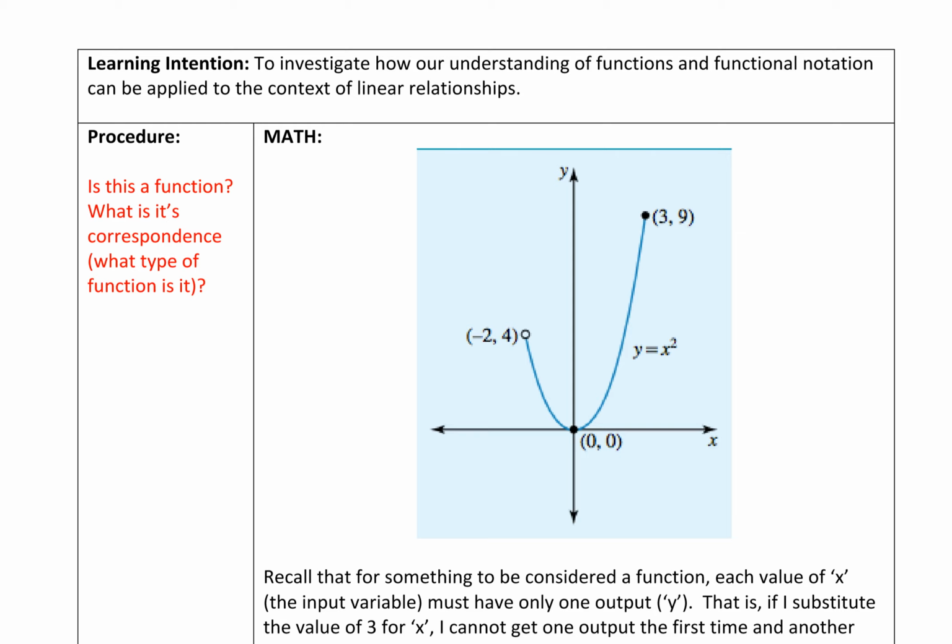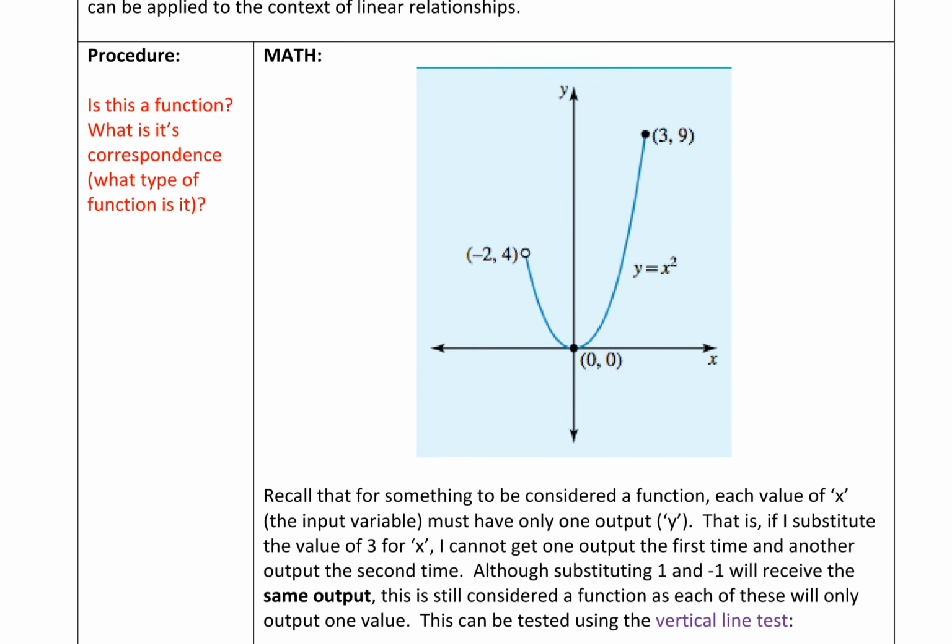In this lesson, we're going to review our understanding of functions and functional notation from 1-2 Methods. We're also going to be focusing on how this applies to the context of linear relations. Now, if we take a look at the graph that we've got here, you may have to think about what actually makes this graph a function.